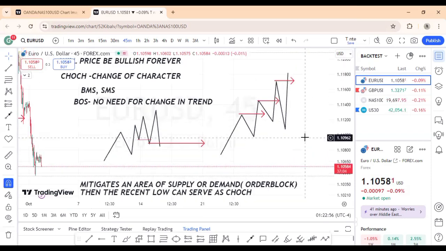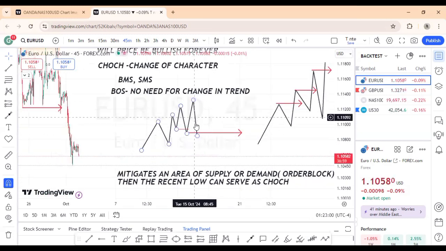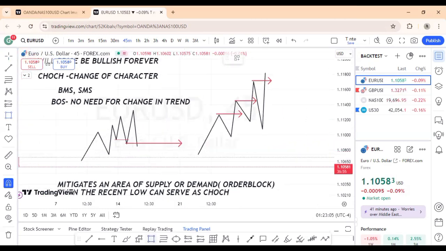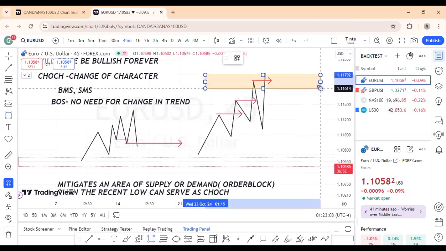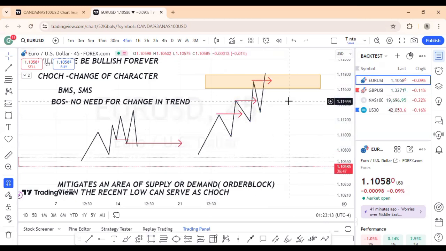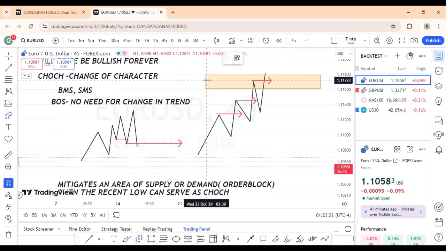Now, what do I mean? Remember, I told you that for a change of character to be valid, price has to close below your protected low. But in an instance where price taps into an order block, price doesn't need to go below the protected low. Any low at all can serve. That means if there's another block here and price just goes below it, this is a change of character. Why? Because price tapped into an area of supply or demand, right?